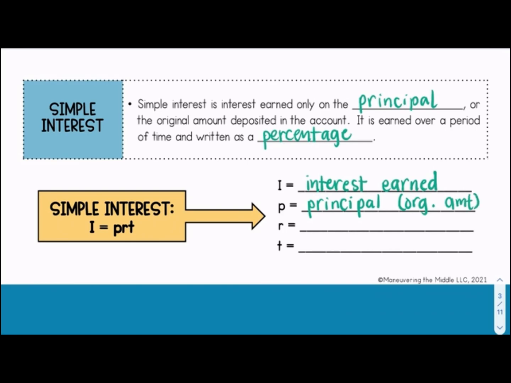Then we have the rate. R is rate, and we write that rate as a decimal. Sometimes a bank will say we give 4% interest, so we would write that 4% as a decimal. And then lastly, T is for time, and we measure the time in years. That's something we'll be careful to look for as we solve these problems. Let's take this formula and apply it to some different problems.